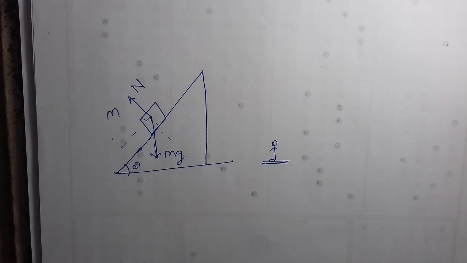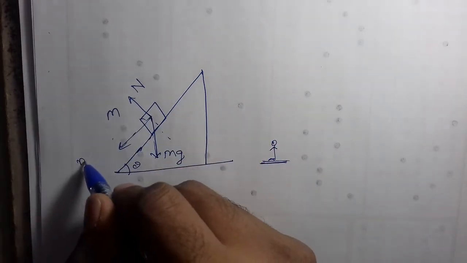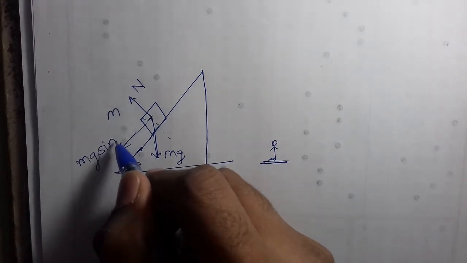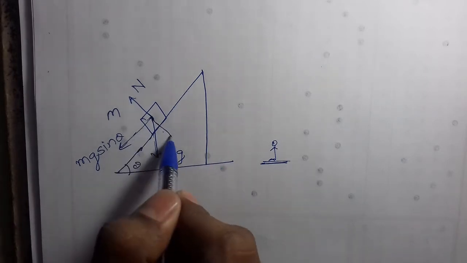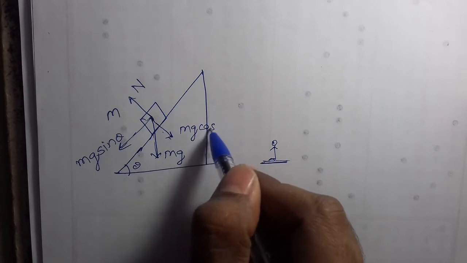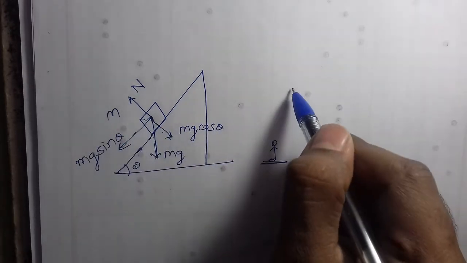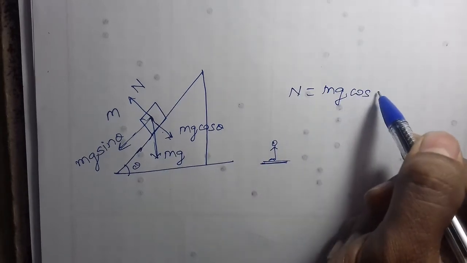Then we have to take components of mg. One component of mg is in this direction, that component is what? Mg sin theta. One component of mg is in this direction, that component is what? Mg cos theta. So block is not moving in this direction, therefore normal reaction is equal to mg cos theta.